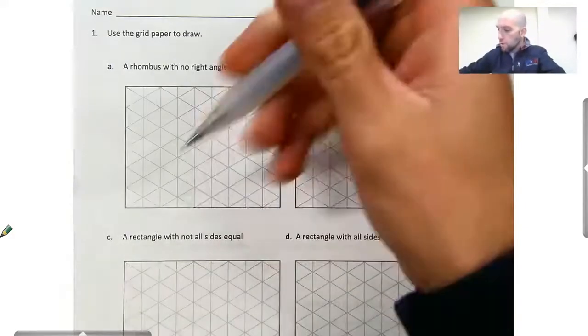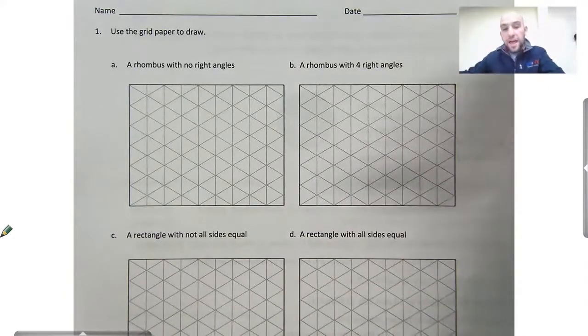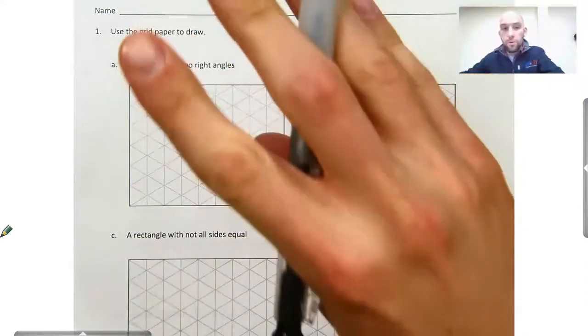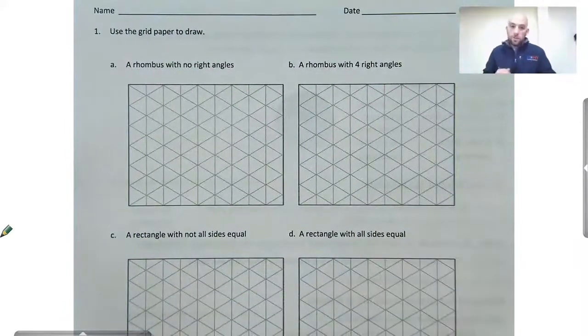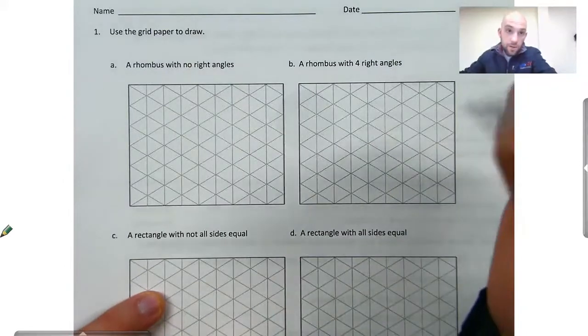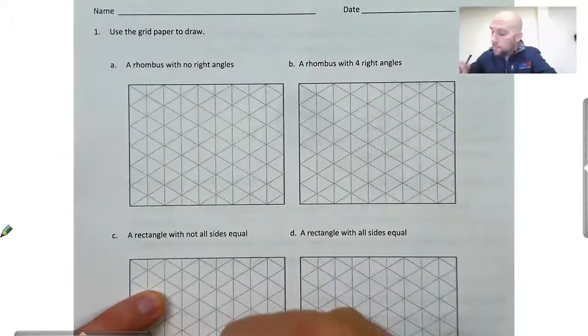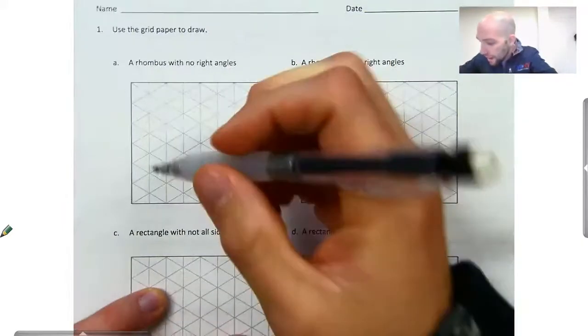So a rhombus is simply a quadrilateral that has four equal sides, four sides of the same length. So a rhombus could be a square, and that would be a rhombus if it had four right angles, but it also doesn't need to have four right angles. This one's asking us to draw it without four right angles.